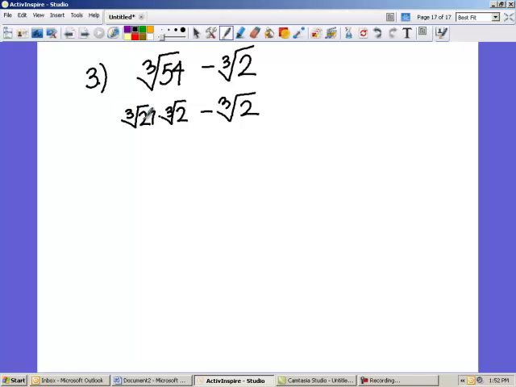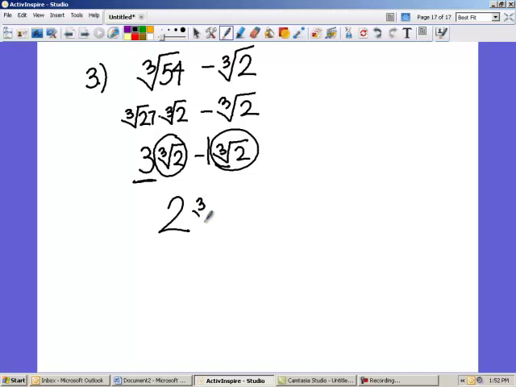Now, the cube root of 27, we know from that list that we just made, is 3. So now we treat it like 3 of these minus 1 of these will make 2 of these cube root of 2's. So there's the answer.